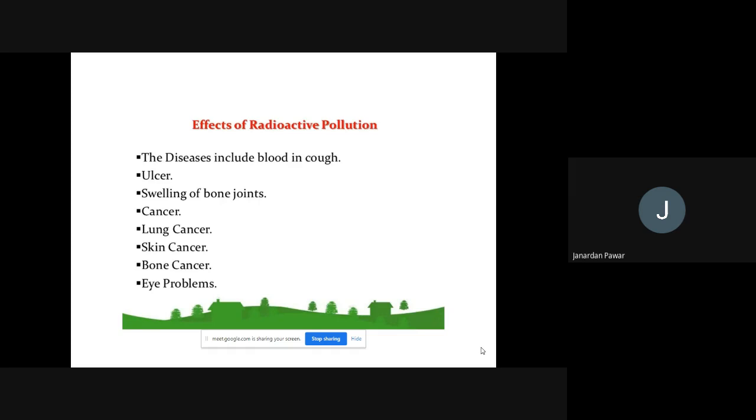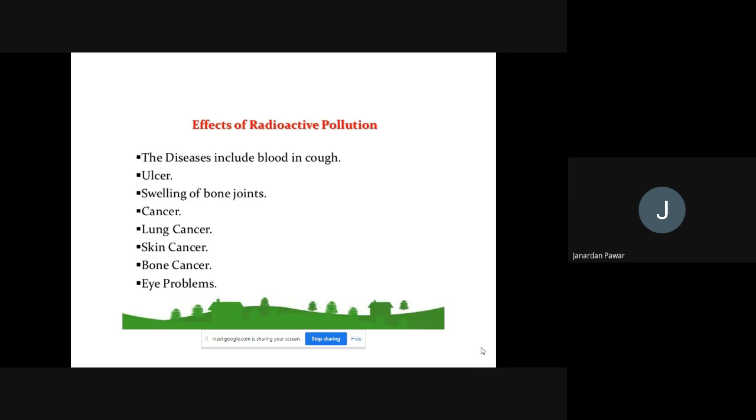Cancer, there is a possibility of cancer. Then there is a possibility of lung cancer, skin cancer, bone cancer, and eye problems. Mostly we see that even small kids get spectacles because of the use of screens, meaning mobiles, TVs and laptops. We feel good when our small child operates a mobile or laptop. We feel very happy, but actually at this particular age, these things are not good enough for the health of the child. Because of this kind of radioactive pollution, we may face certain diseases in our life, such as cancer. Cancer is the main disease that we get from radioactive pollution.